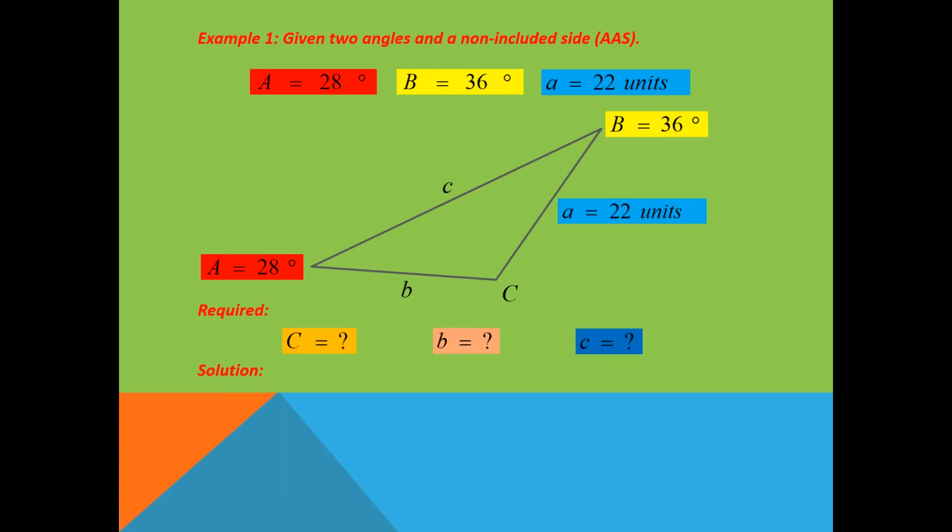The solution: first, the angle C, and we will solve side B and side C simultaneously. Solving for angle C, C is equal to 180 degrees minus angle A minus angle B. In any triangle, the sum of angles is equal to 180 degrees. C is equal to 180 degrees minus 28 degrees minus 36 degrees. Angle C is simply equal to 116 degrees.